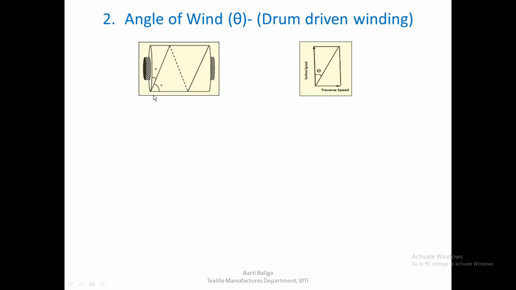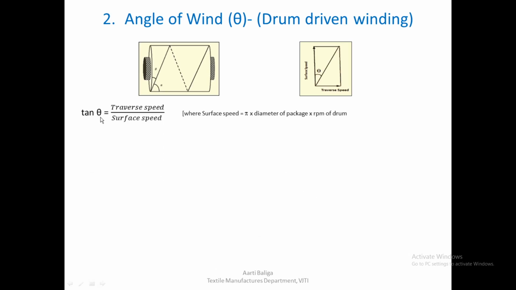With this, let us analyze the angle of wind situation in case of drum driven winding. We have seen this. This is the angle of wind, which is theta, the angle between the coil and the side of the package. So this is the angle theta we're talking about, which is the angle of wind. Showing this in this particular way, on the x-axis it would be traverse speed, on the y-axis it would be surface speed, and this would be the angle theta.